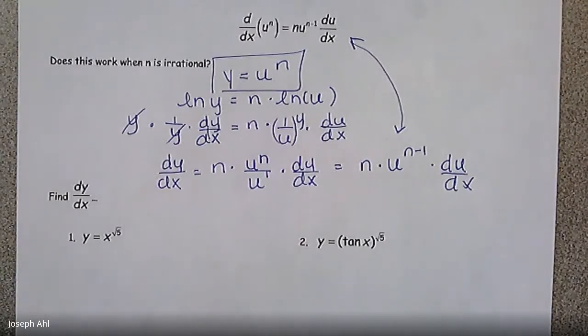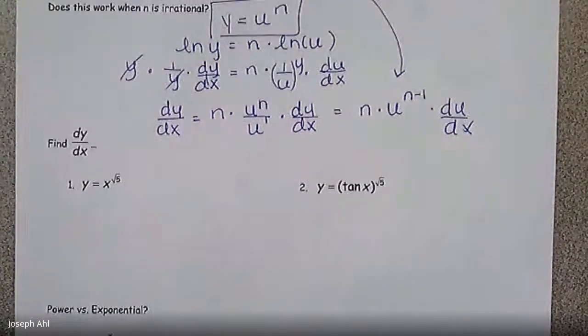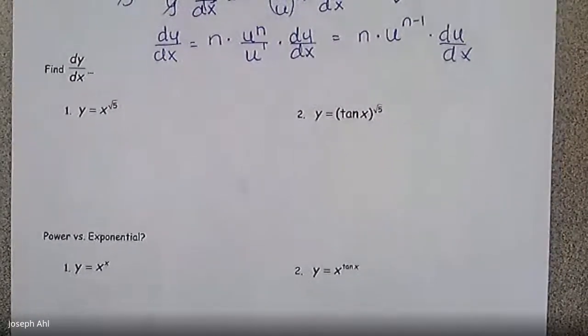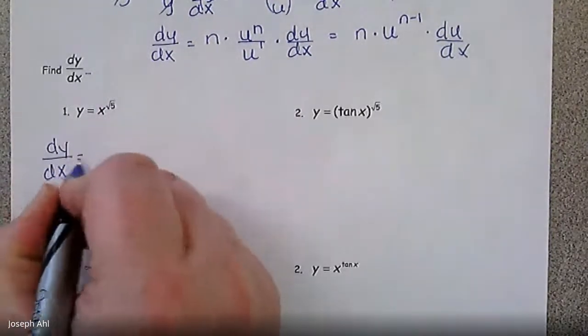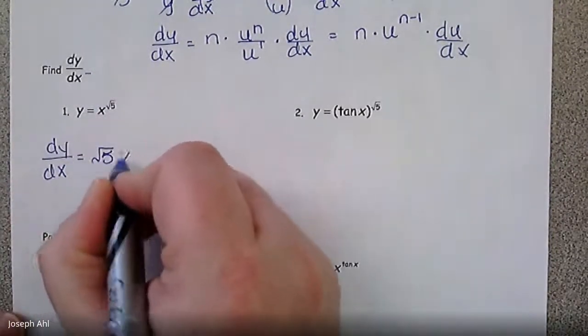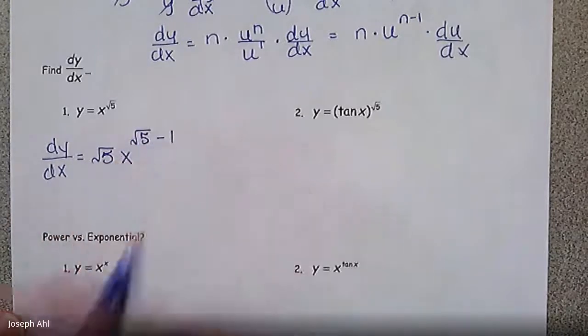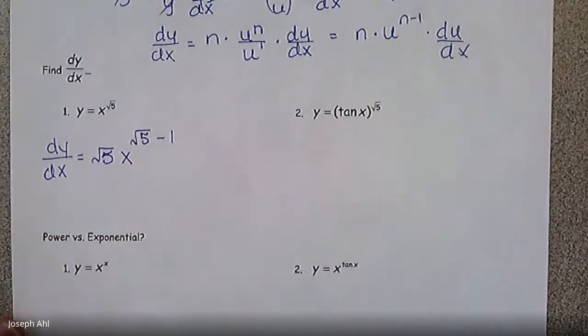So let's go ahead and just apply that real quick. If we have something like x to the radical 5 power, to find dy dx we would have dy dx equals radical 5 times x to the 1 less power, radical 5 minus 1. And that's pretty much it.